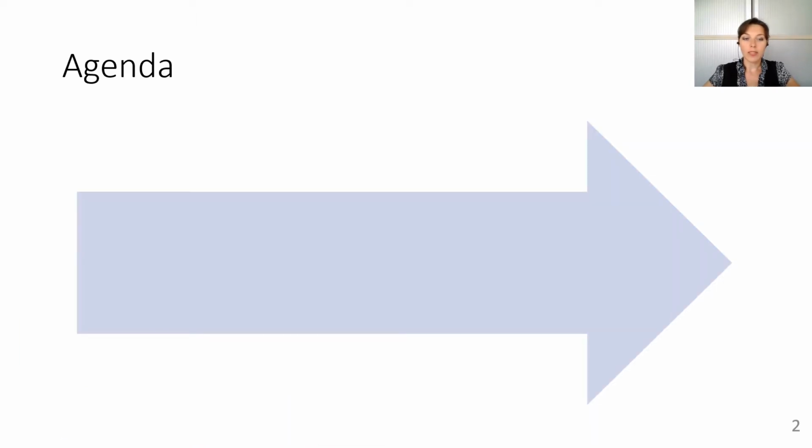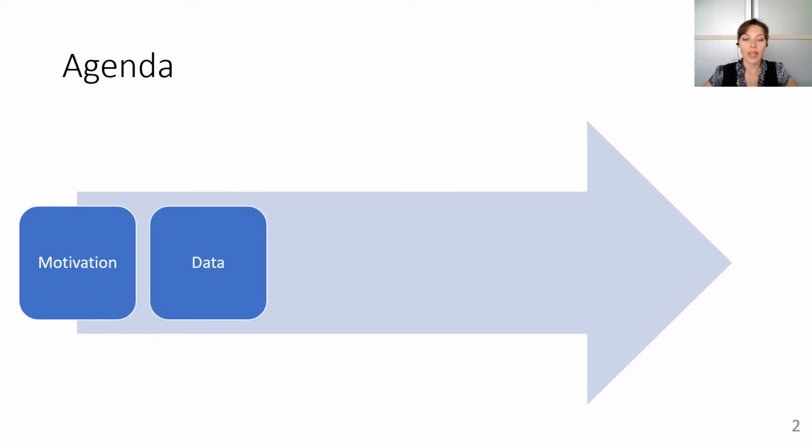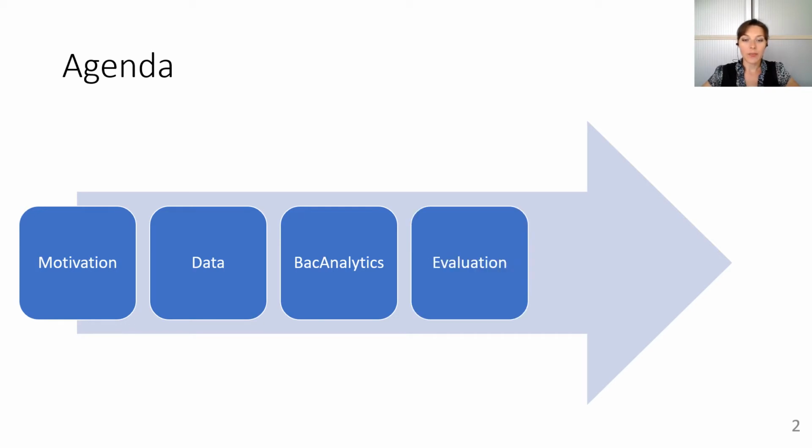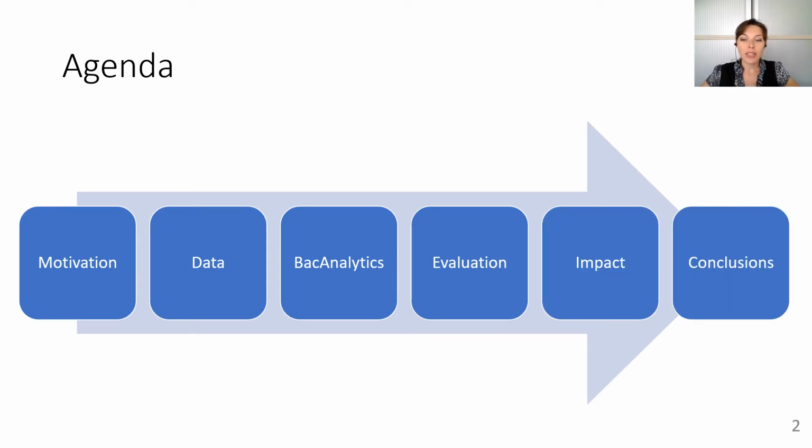Here is the outline of this presentation. First, I will start with motivation, why such tool as BacAnalytics can be required and what it can be used for. Next, I will present the data sets that were used to build our tool. After that, I will present the tool itself, its architecture and the way it is functioning. This will be followed by the evaluation of the tool and its impact. And at the end of this presentation, I will give some concluding remarks and ideas about the future work.